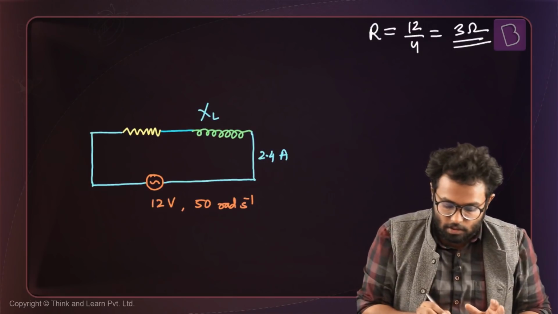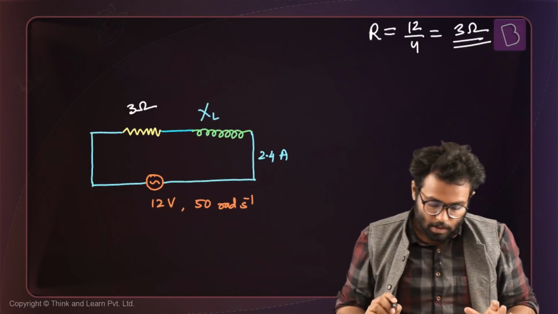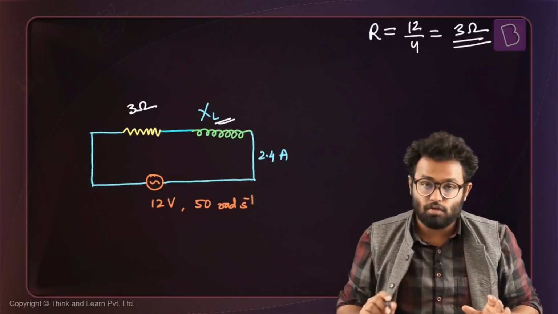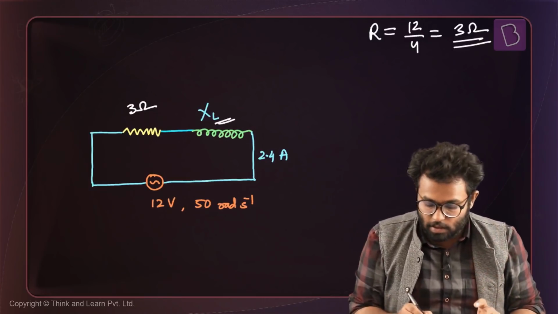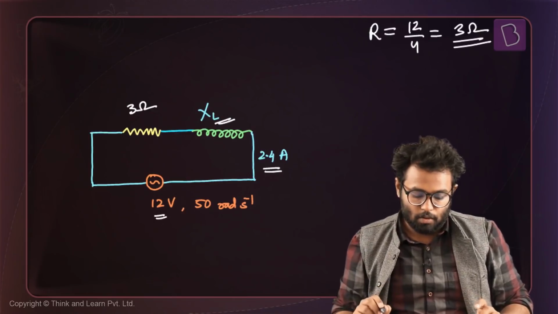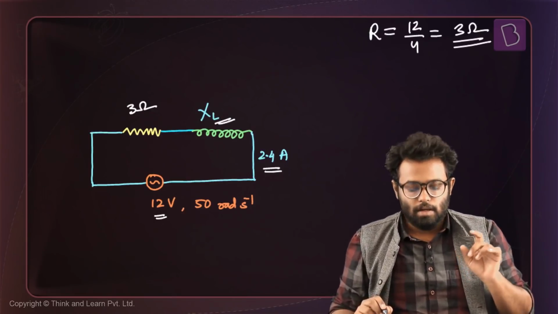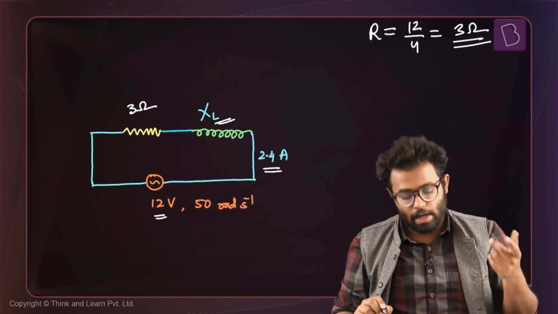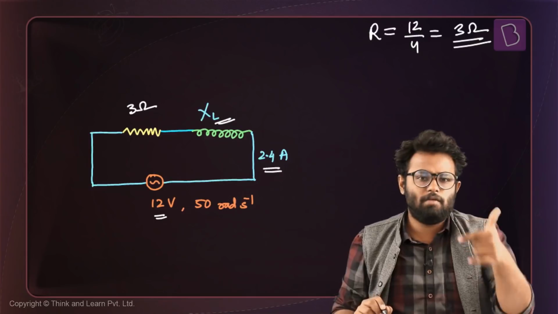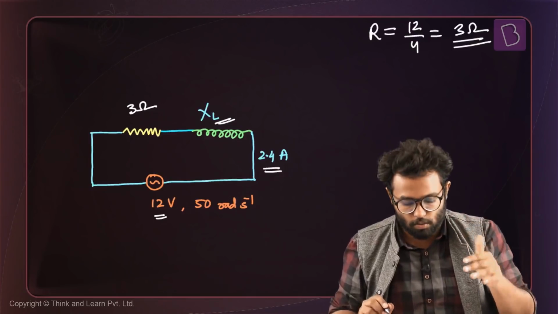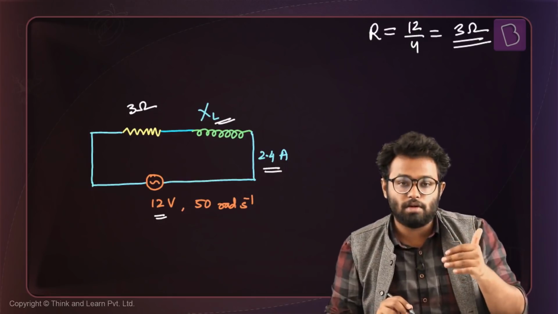Now here I know that this is 3 ohms, I just calculated, and there must be some inductive reactance of this inductor which I don't know. I know that the current flowing is 2.4 amperes and the EMF is 12 volts. Alright, what can I do to find the XL? Well, I know the current, I know the EMF, and whenever a problem just states the current, it means that you're given the RMS current. So 2.4 is the RMS current and 12 volt is the RMS EMF.